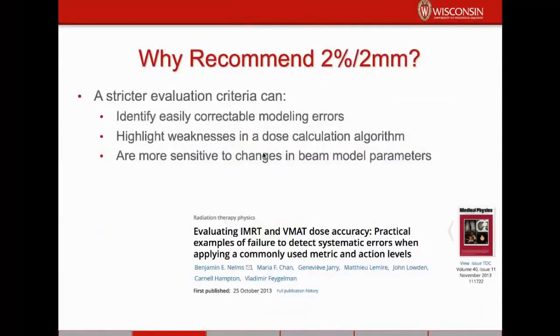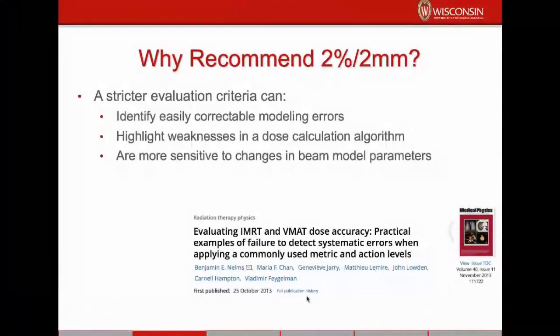A little bit more on why a 2%, 2 millimeters criteria is recommended. There have been a number of publications investigating the ubiquitous 3%, 3 millimeters gamma criteria and how it can be somewhat ineffective and hide some easily correctable problems.